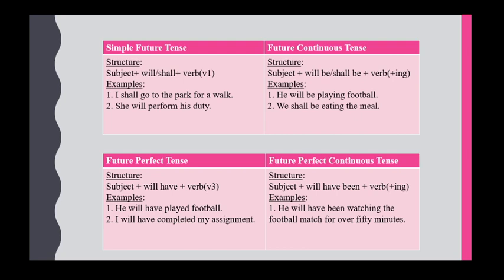Next, I will have completed my assignment. You can use either will or shall, so I have used I will in my example. You can also use I shall. So I will have completed my assignment. Last one, future perfect continuous tense. Look at the structure. Subject plus will have been plus verb plus ing.